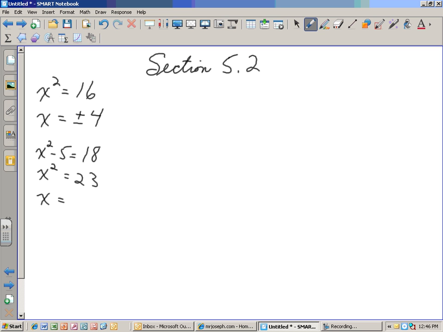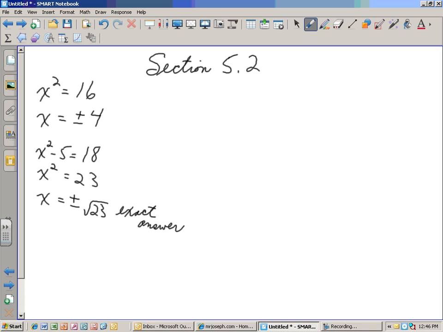The first thing we should be thinking of right now is plus or minus. Okay. Plus or minus what? The square root of 23. And the square root of 23, this is an exact answer. That's exact. Irrational, that means it's a decimal that doesn't end or repeat. But that's an exact answer.